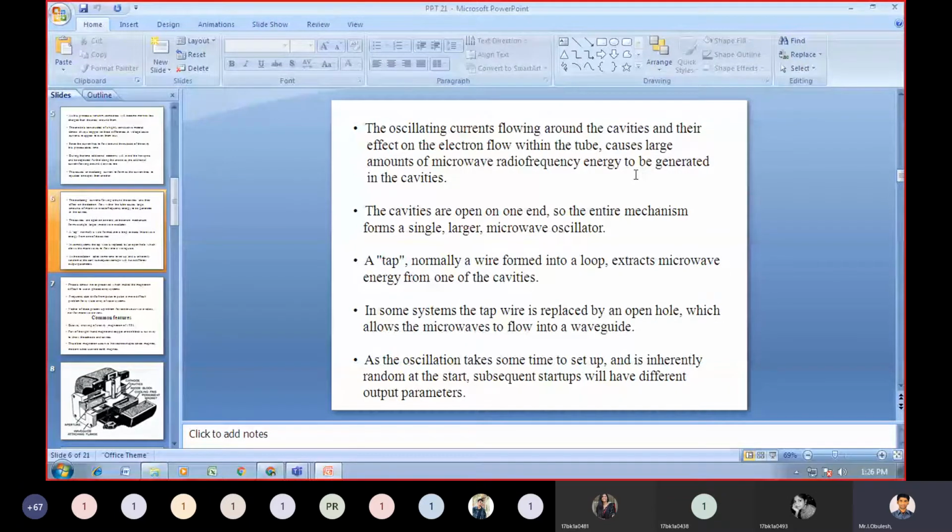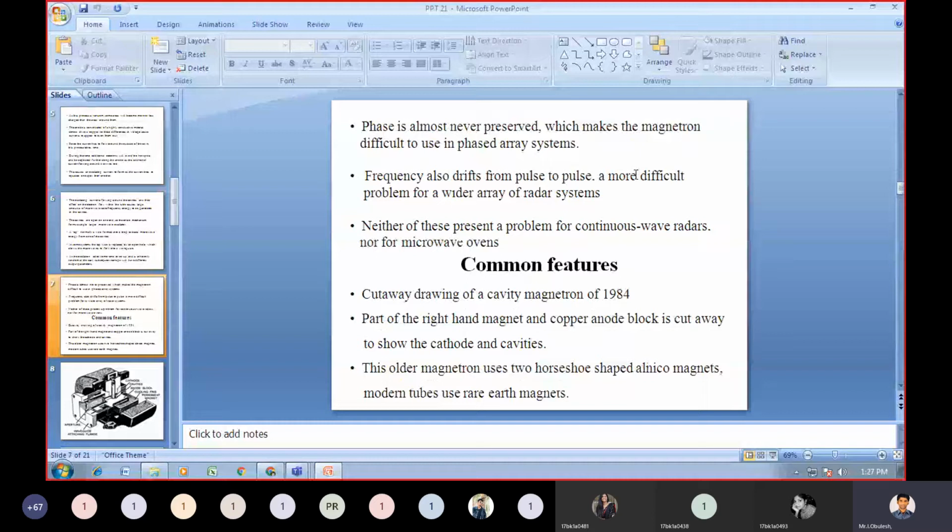And the phase is almost never preserved, which makes the magnetron difficult to use in phased array systems.